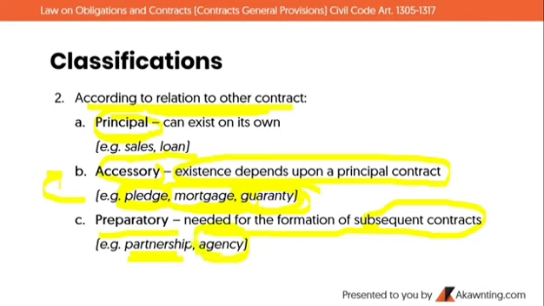Itong agency naman, actually, partnership and agency have their separate topics or separate titles within the Civil Code of the Philippines. So ayan, medyo mahaba-habang topic actually itong mga nominate contracts na ito. Okay, so ayan. By the way, ang preparatory contract ay principal contract din. Okay? So partnership contracts and agencies or contract of agencies are also principal contracts or they can exist on its own. Okay? So ayan, according to relation to other contracts.